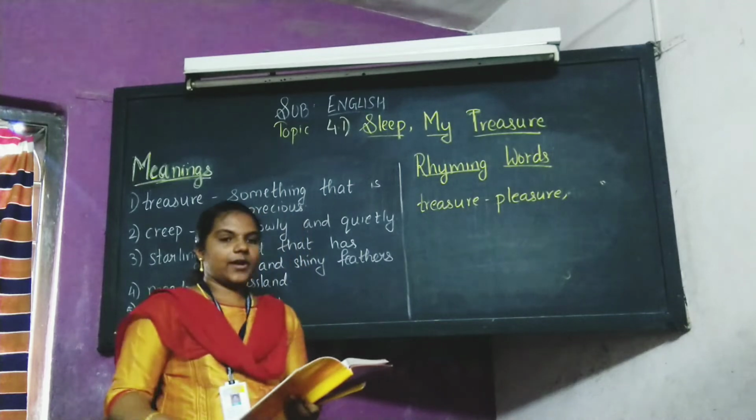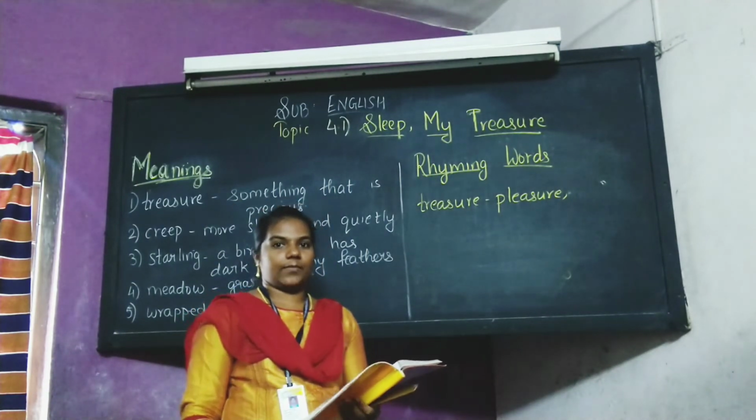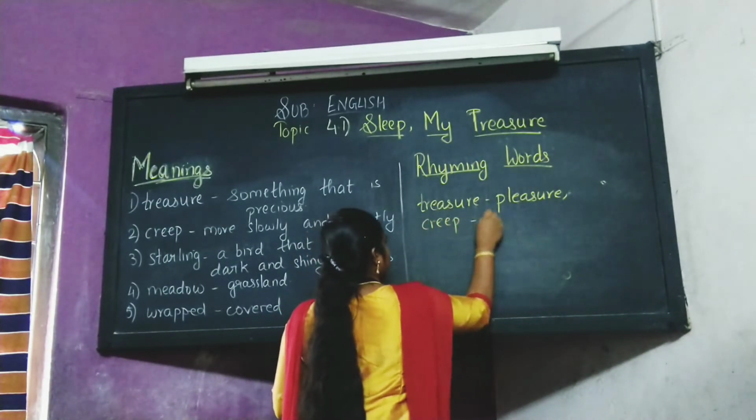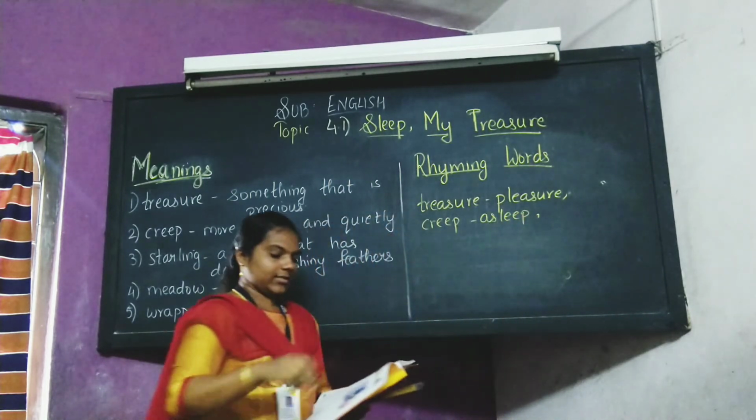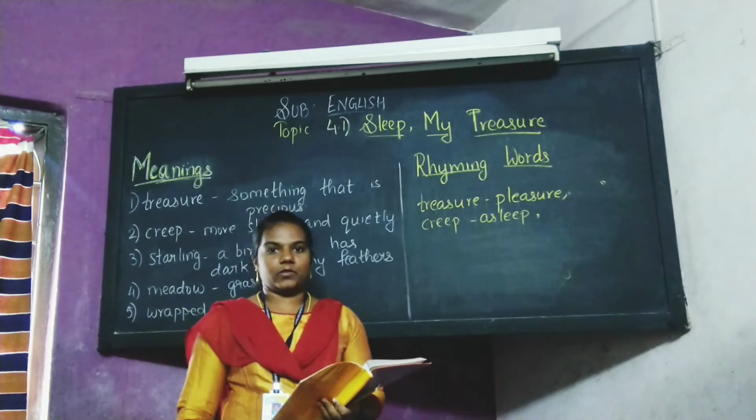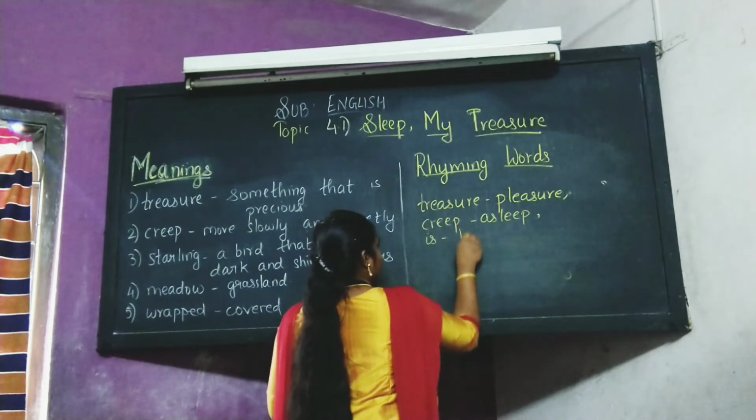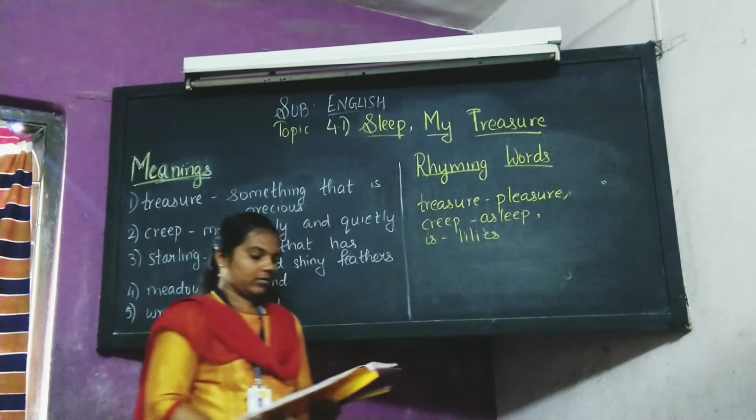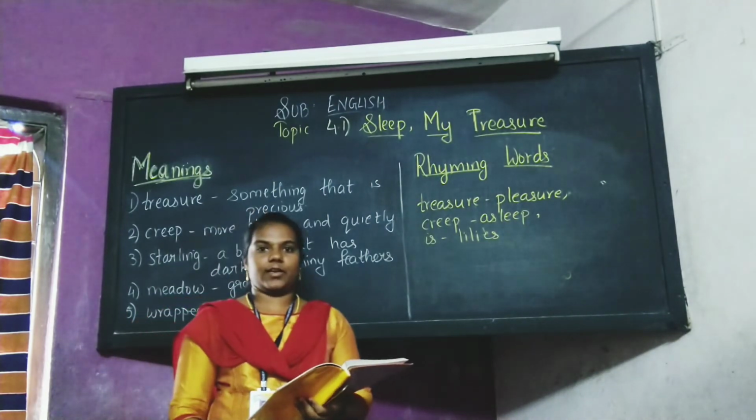Next pair of rhyming words is creep and asleep. Creep and asleep both sound similar. So creep and asleep are rhyming words. Next is is and lilies. Is and lilies both sound similar. So is and lilies is the third pair of rhyming words in the first stanza. Now students, these are the three pairs of rhyming words in the first stanza.